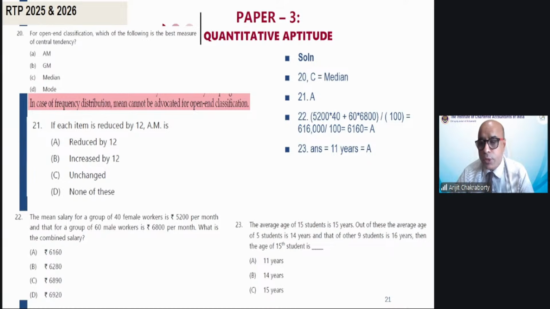So the question is, what is the age of the 15th student? We have got the total age of the 5 students, which is 70. I'm just working it out. The total age of 9 students is 144.